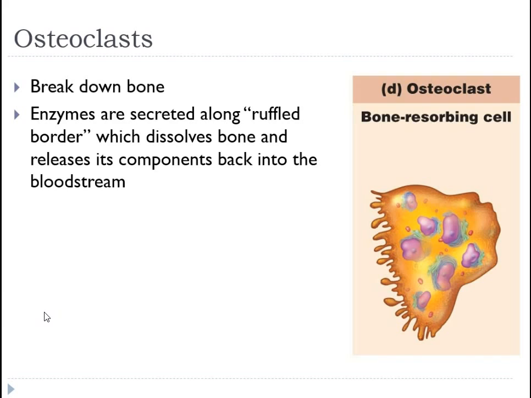Osteoclasts. Remember, clast means to break things down. So this is going to be breaking down bone. We need calcium and phosphorus all the time for muscle movement and a few other things that we're going to talk about in a couple weeks. So this is where we're going to get that material.